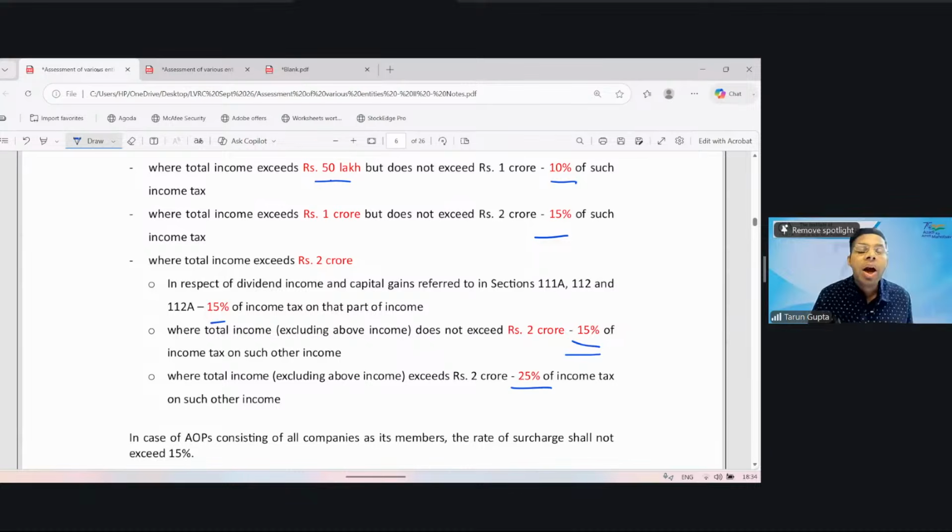If other income without these three special incomes, which are dividend, 111A short-term capital gain or long-term capital gain, is more than 2 crore, then the surcharge rate on that other income is 25%. But the surcharge rate on these special incomes shall always be limited to 15%, cannot exceed 15%. Okay.